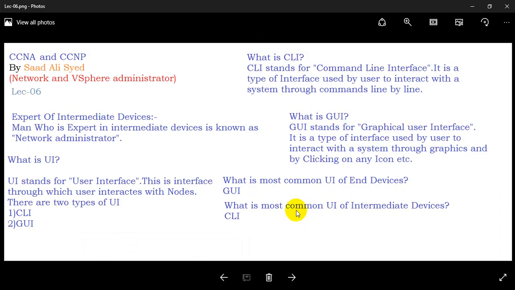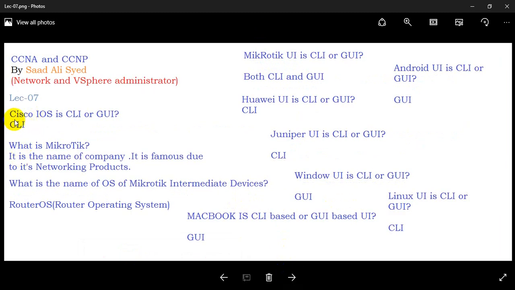So yesterday we completed lecture 6, and from today we will start lecture number 7. Cisco IOS is CLI or GUI? Cisco operating system for its intermediate devices is known as IOS. I've already told you IOS means Internet Network Operating System. So the question is: is the user interface of Cisco IOS, the operating system for its intermediate devices, CLI or GUI? The answer is CLI.